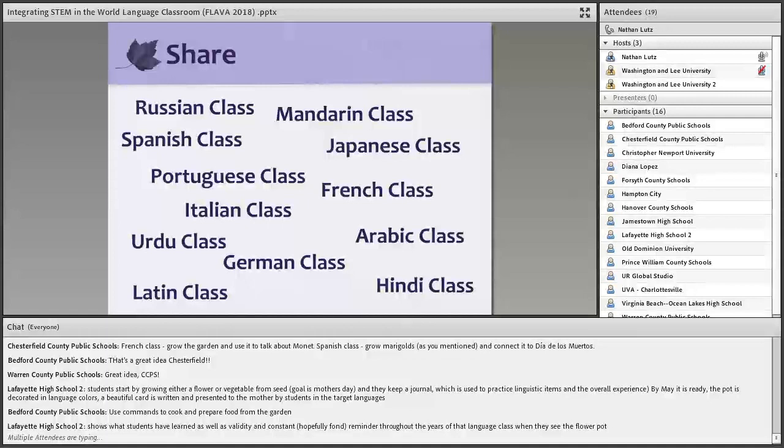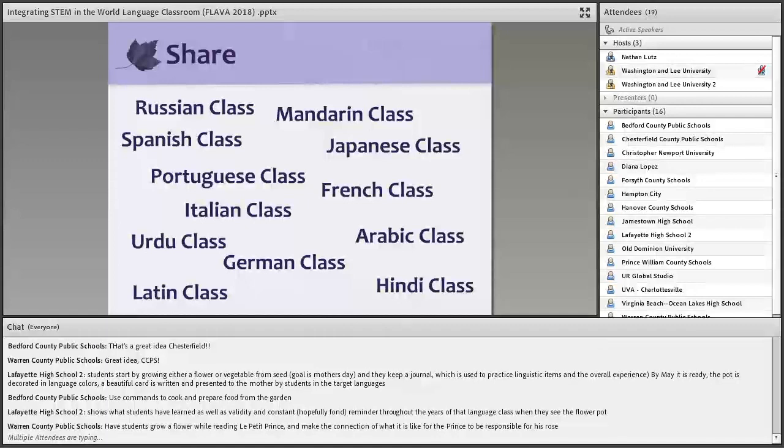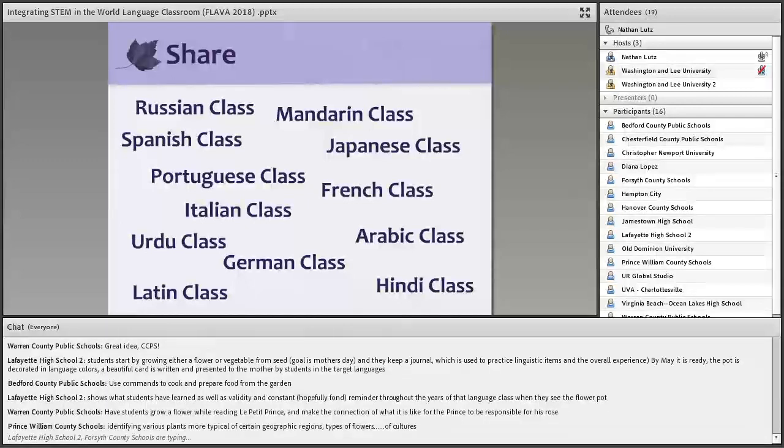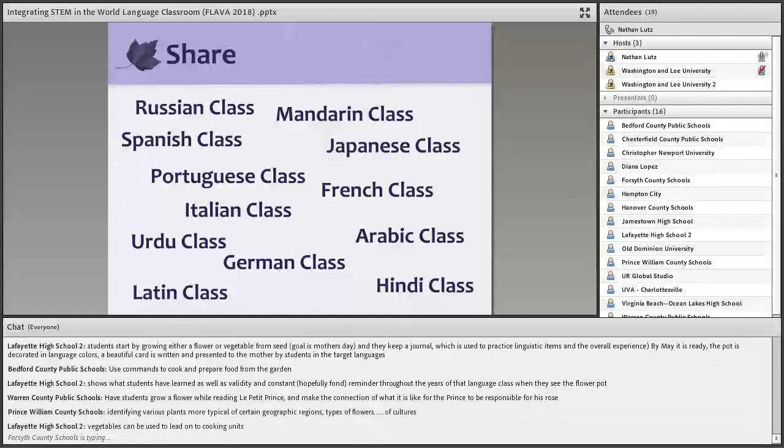Yes, I like the idea of using the commands to cook and prepare the food from the garden. That's definitely what the Spanish classes did with our salsa garden. Very good. All right, we'll keep those ideas going and we shall continue on our way to stay on track with our time.